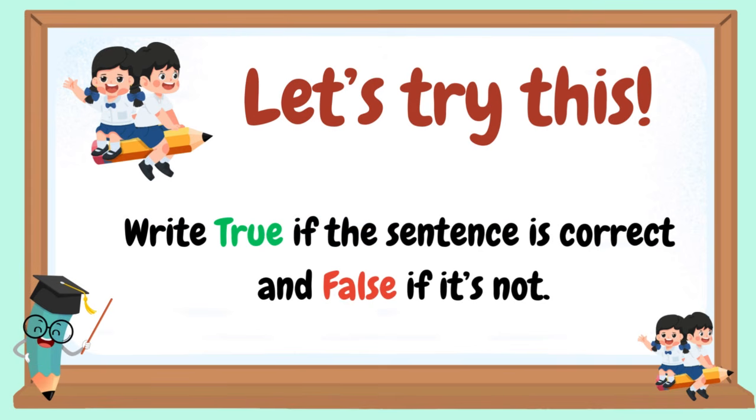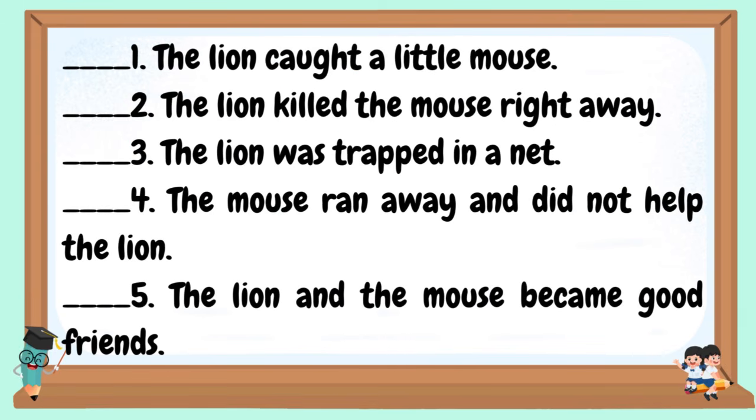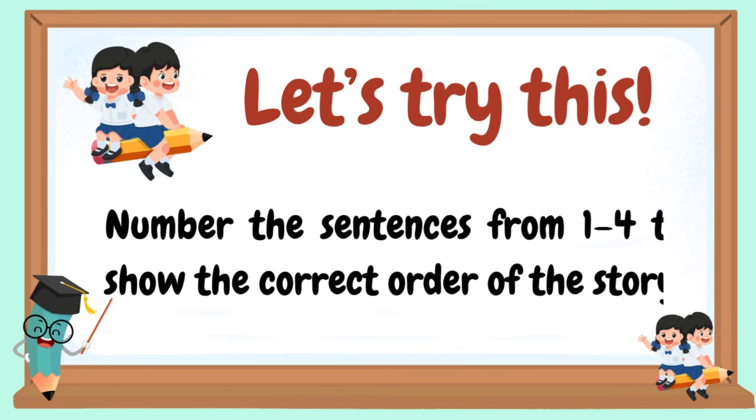Let's try this. Write true if the sentence is correct and false if it's not. Let's try this. Number the sentences from 1 to 4 to show the correct order of the story.